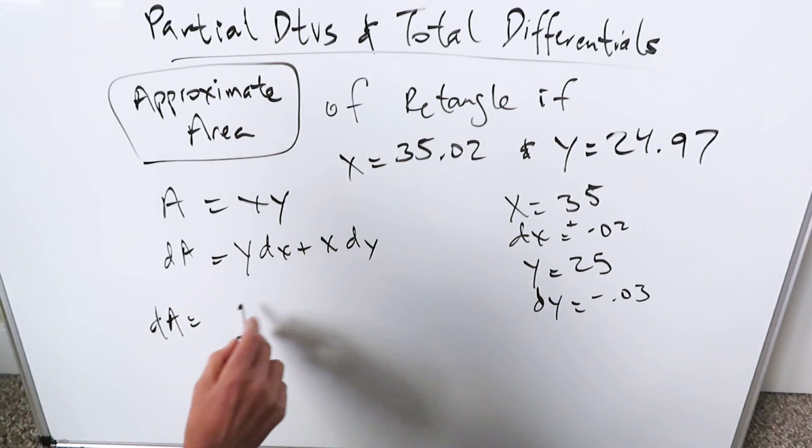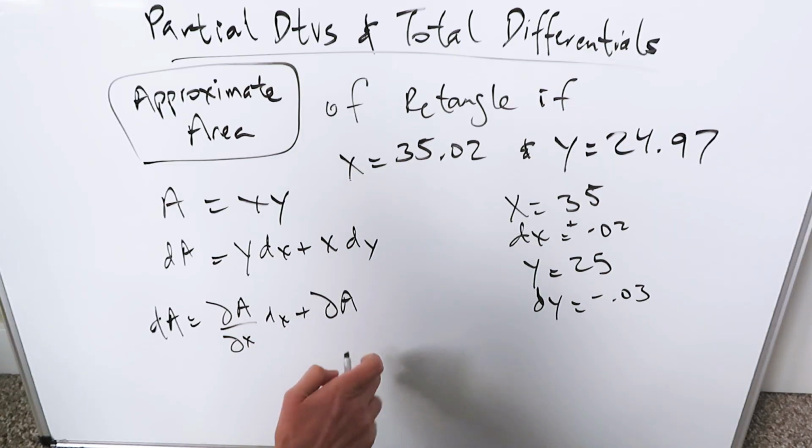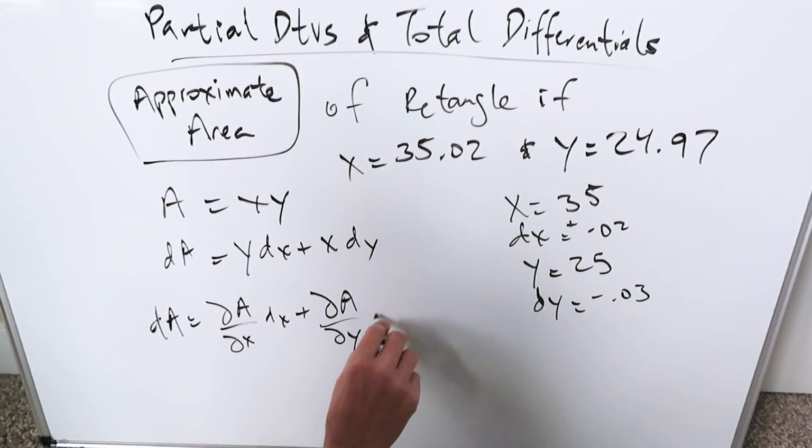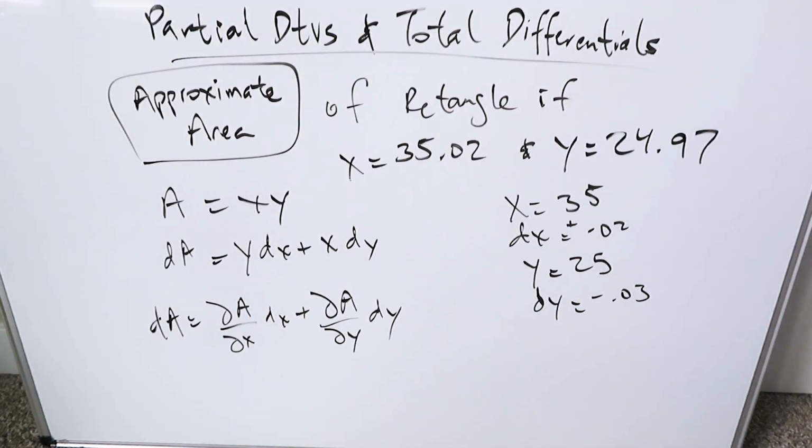It will be equal to what was that? The partial derivative with respect to your x variable and dx. I'll have a partial derivative with respect to my y variable and dy. Now these are equivalent to each other, and I'll show you exactly why.